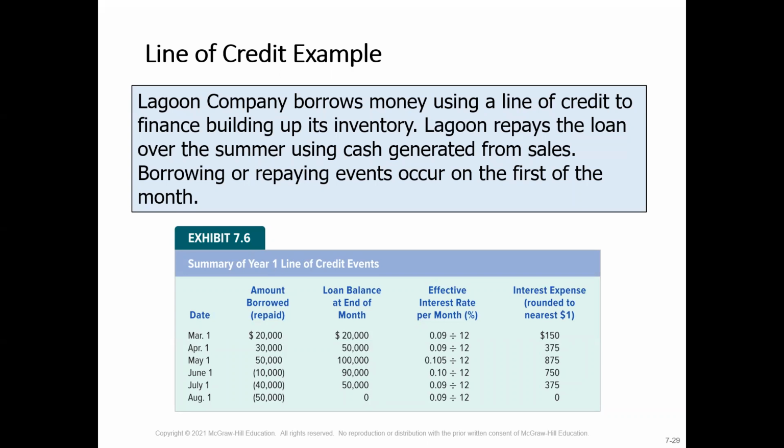June, sales start to happen. So as the sales revenue starts to come in, Lagoon can start to repay that obligation to the bank. So in June, they make a $10,000 principal payment in addition to the interest. In July, even more sales revenue came in, so they were able to have enough cash to pay $40,000 of the principal. And August 1st, they were able to pay the thing off.